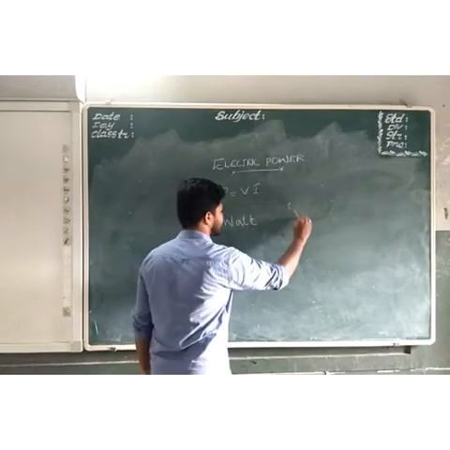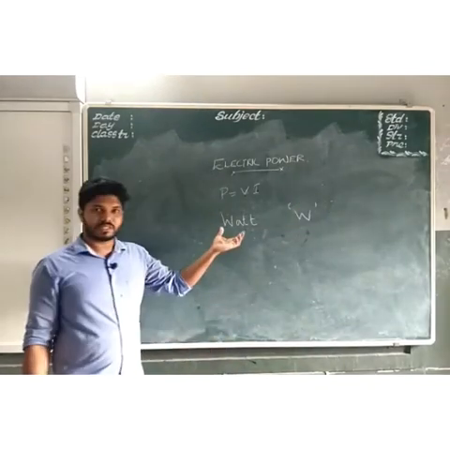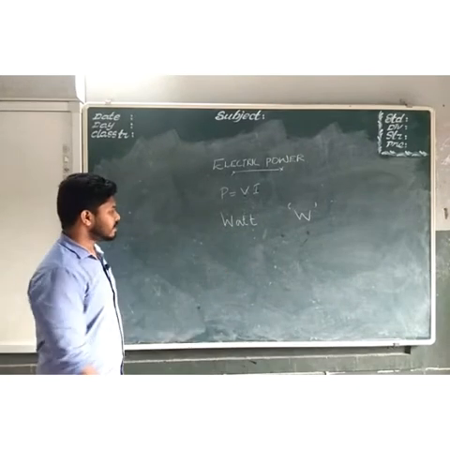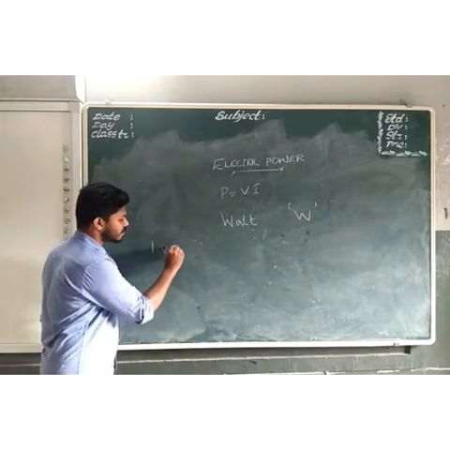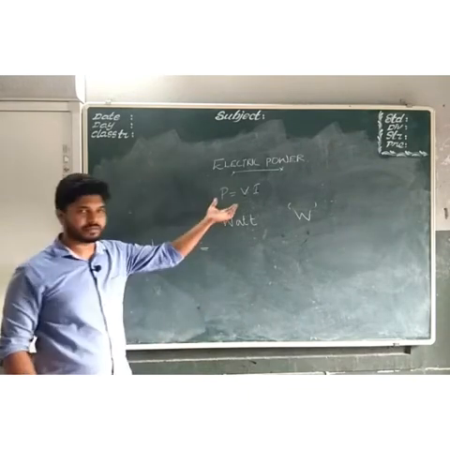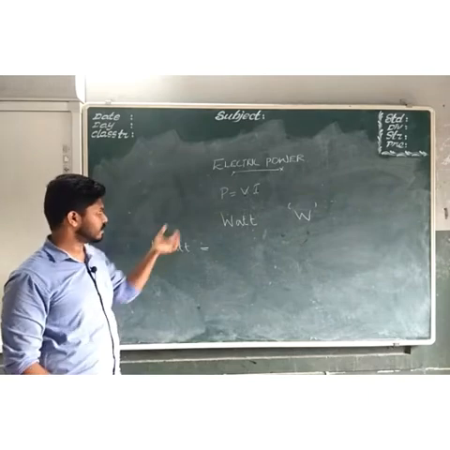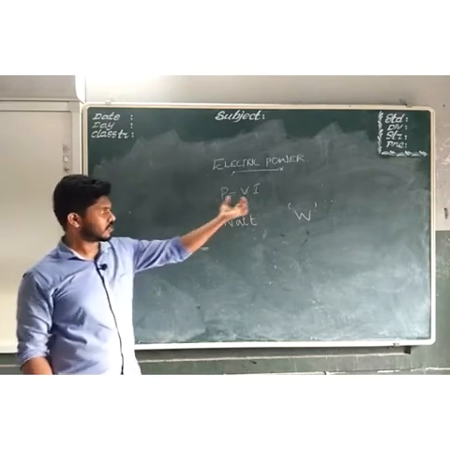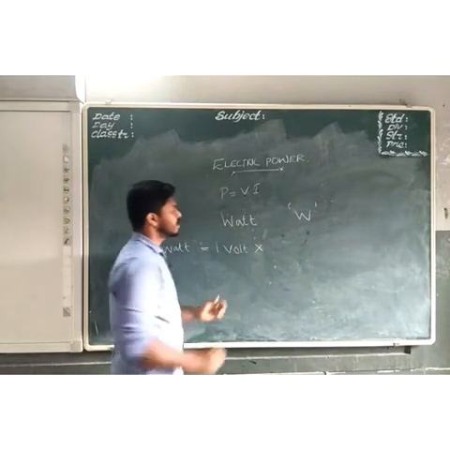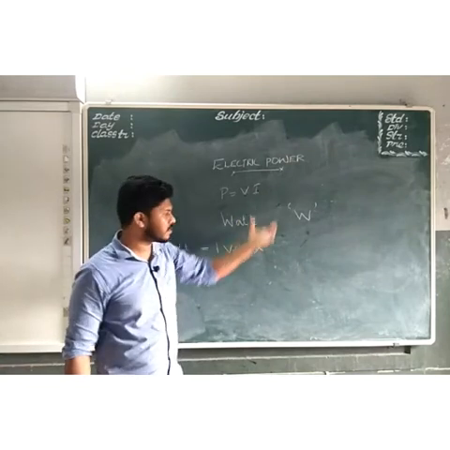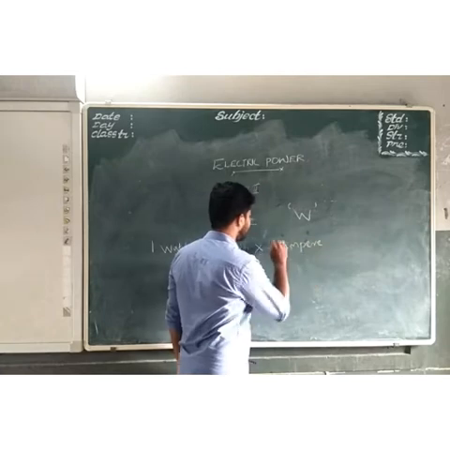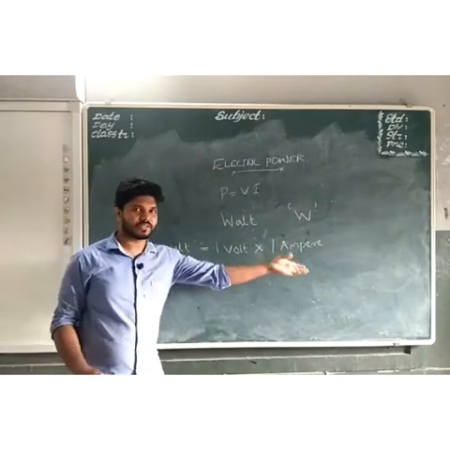It is represented by using the letter W. Unit of power is watt. Don't forget. And now we can define 1 watt. How can we define 1 watt? In the equation of power, let's substitute the values. Unit of power is 1 watt. Unit of potential difference is 1 volt. Unit of electric current is ampere. So 1 watt is 1 volt into 1 ampere.